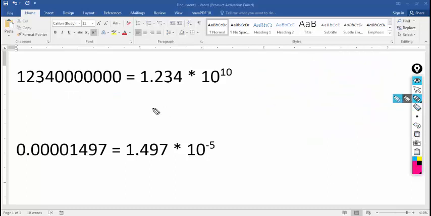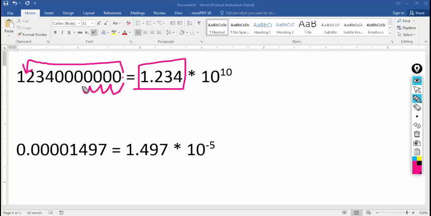So the decimal point is here, and we want to convert it into this form. That means I have to take the decimal point from here till here. How can this be done? I have to move the decimal point towards the left. Let us count how many times we have to move. 1, 2, 3, 4, 5, 6, 7, 8, 9, 10. We have to move the decimal point 10 times towards the left.